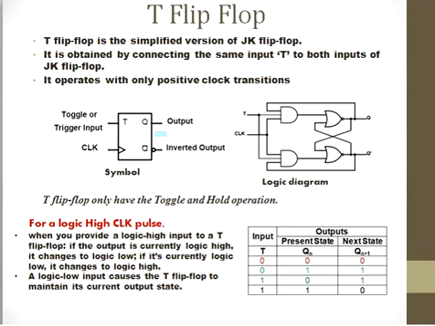Here you can see the symbol for this T flip-flop, and there are two inputs. One is the T toggle input, and the other one is the clock, and the outputs are the normal output and the inverted output. And this is the logic diagram. It is exactly the same as the JK flip-flop. The only difference is that J and K are connected, so J is equal to K is equal to T.